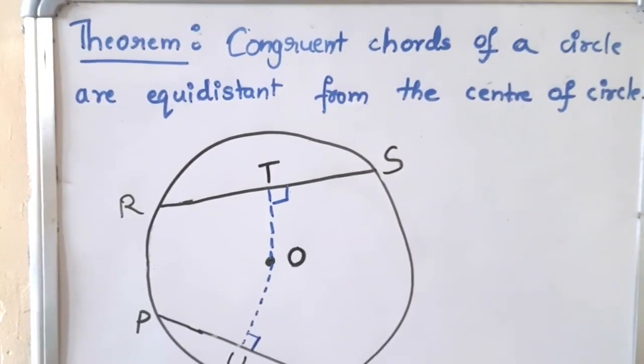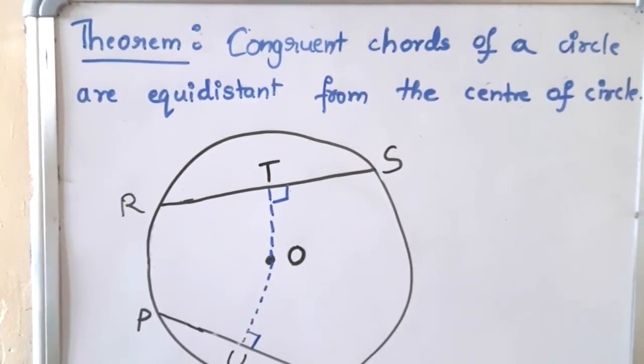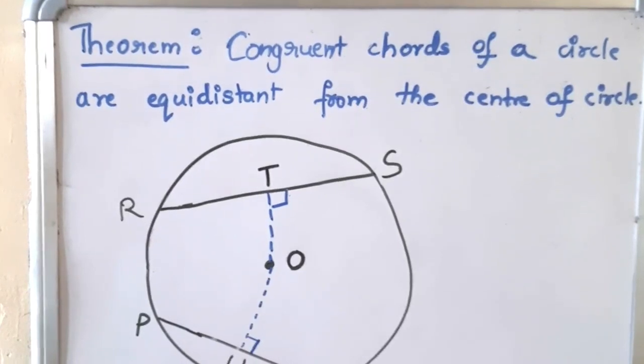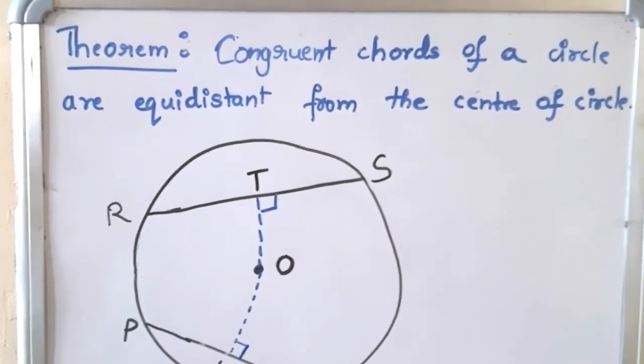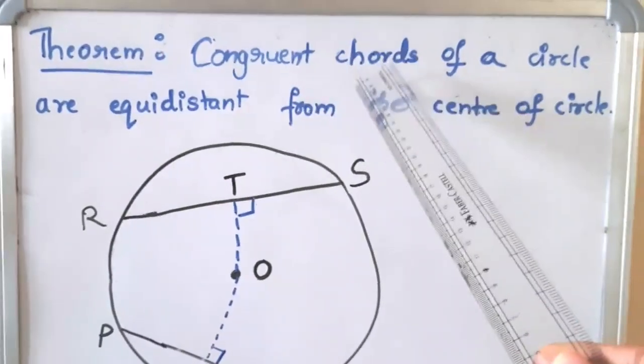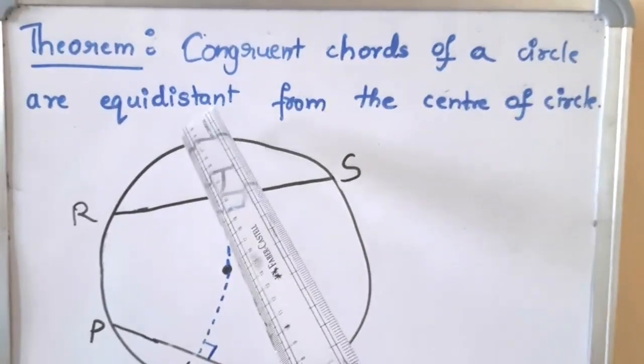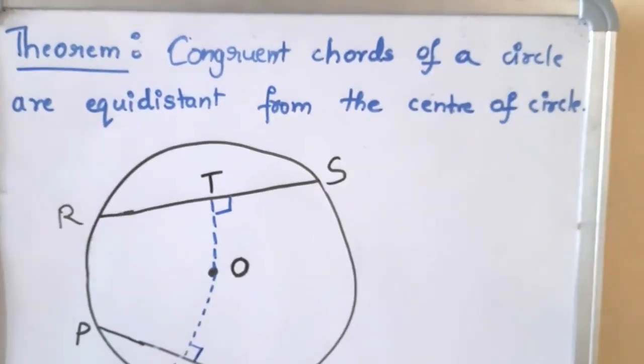Good morning, children. Today we will learn a new theorem related to chord of a circle. So we have this theorem: congruent chords of a circle are equidistant from the center of circle.